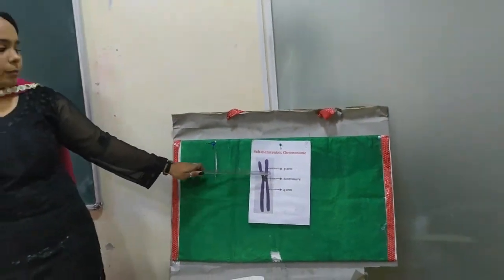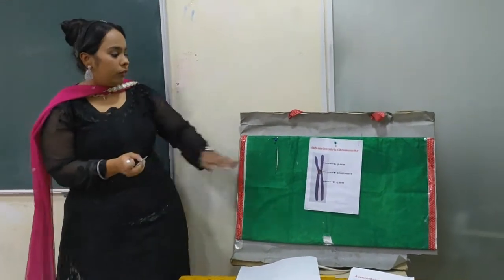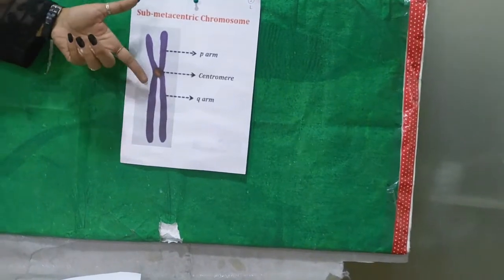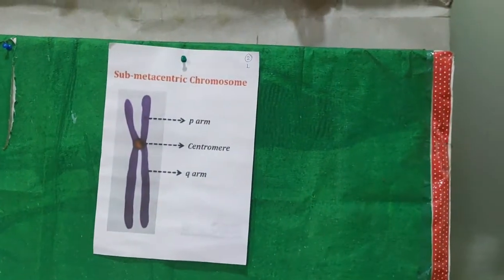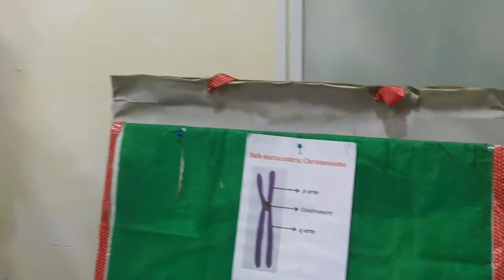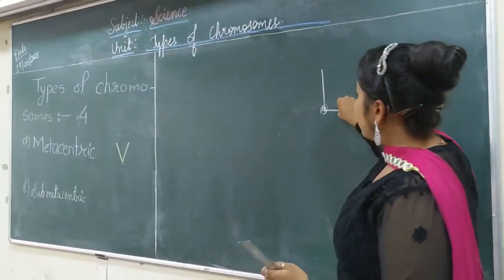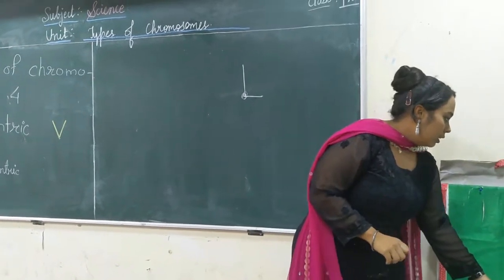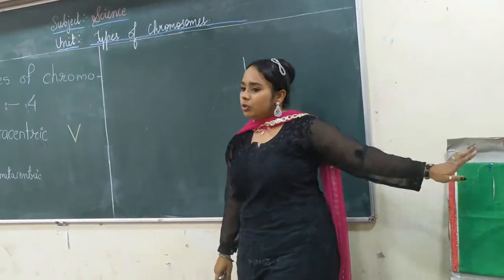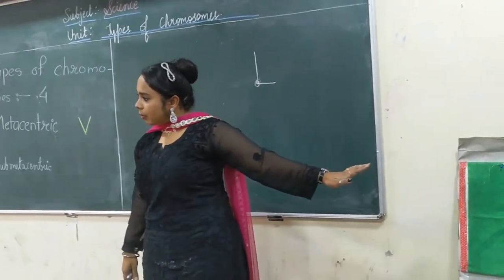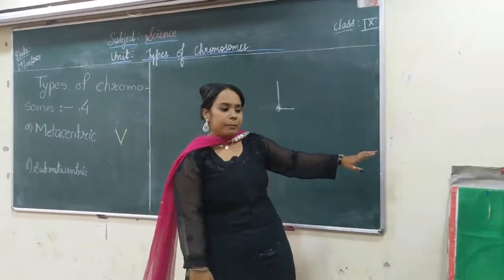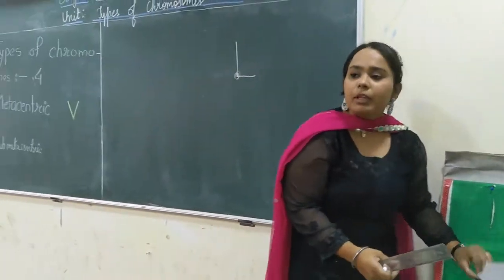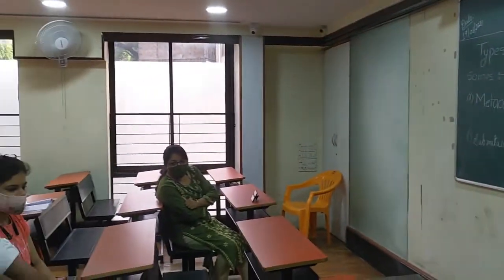When we observe each arm of this half or this half of the chromosome, it appears to be L-shaped. Let us say this is the centromere which we are talking about. It will become like this, the L shape. So that is our submetacentric chromosome. Am I clear with the submetacentric chromosome, everyone? Yes. Now, just tell me what is a submetacentric chromosome?